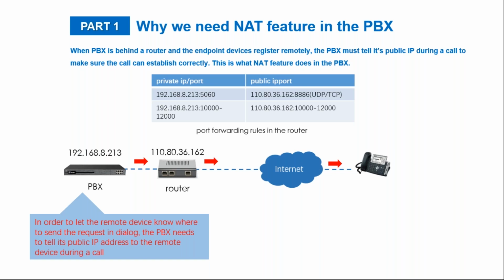All right, now, why do we need a NAT? Okay, here's the deal. Take a look at this. When the PBX is behind a router and the endpoint devices register remotely, the PBX must tell the public IP during the call to make sure the call can establish correctly. This is what the NAT feature does on the P-Series PBX.